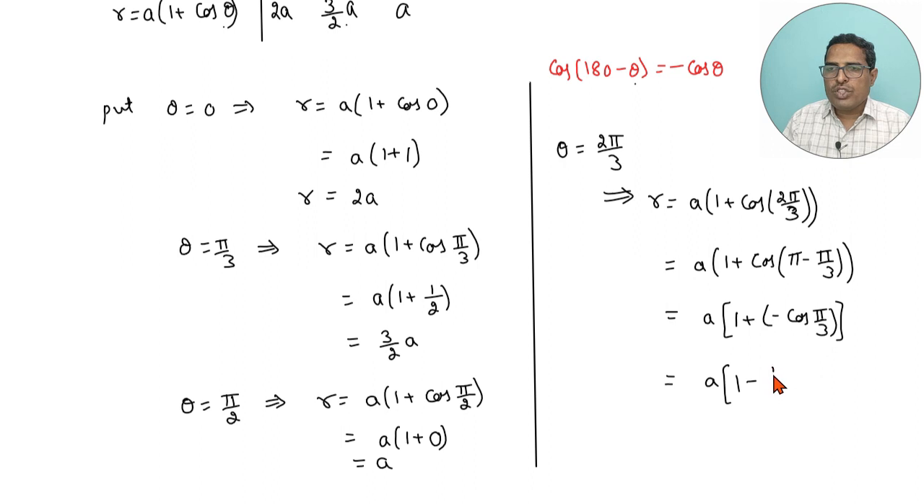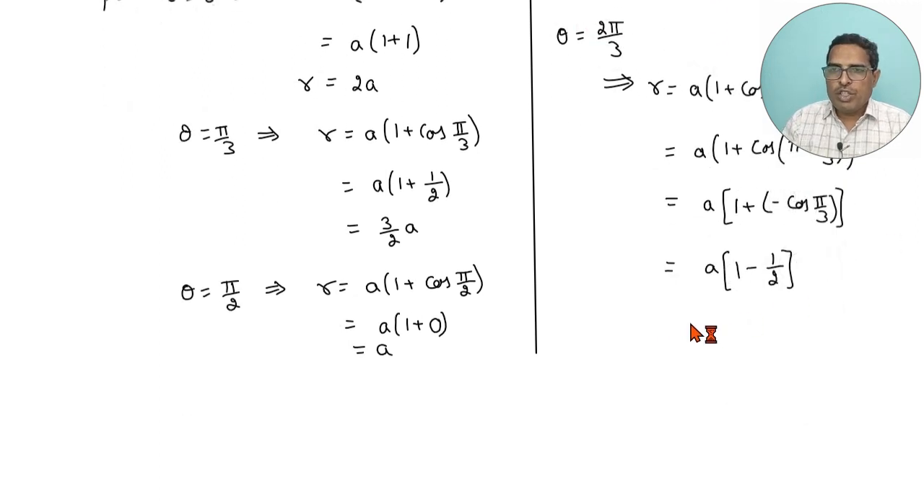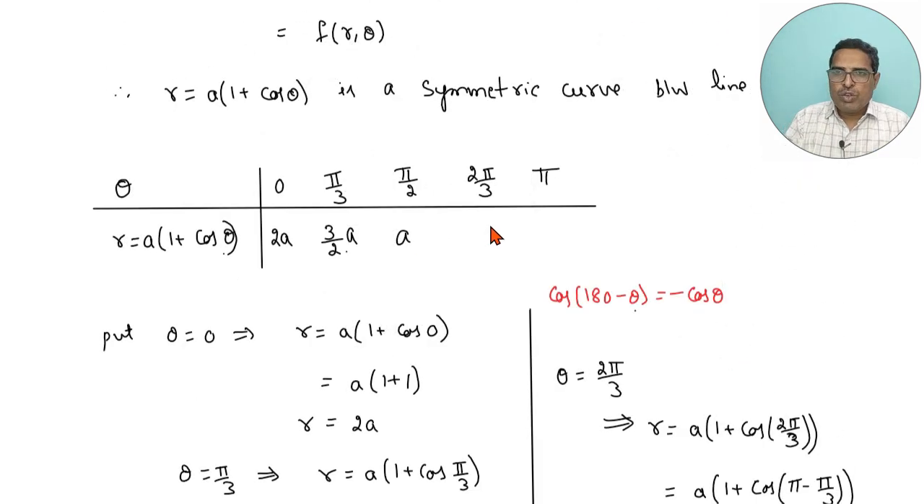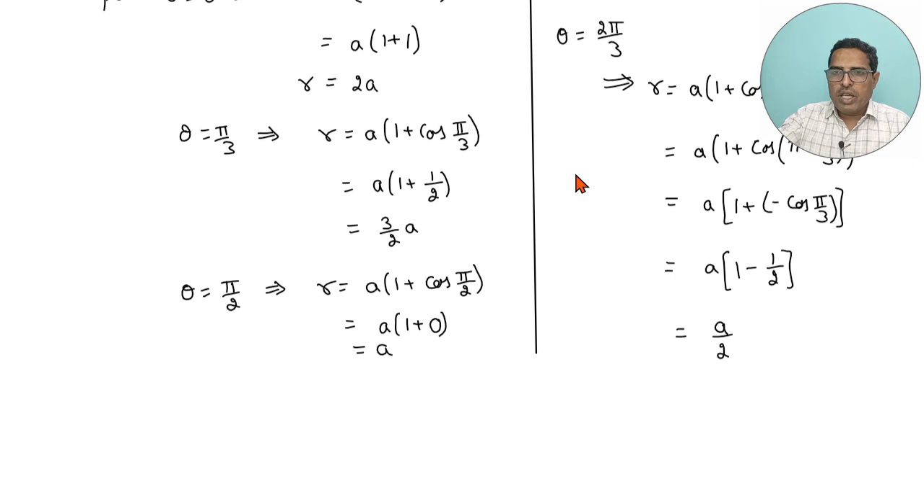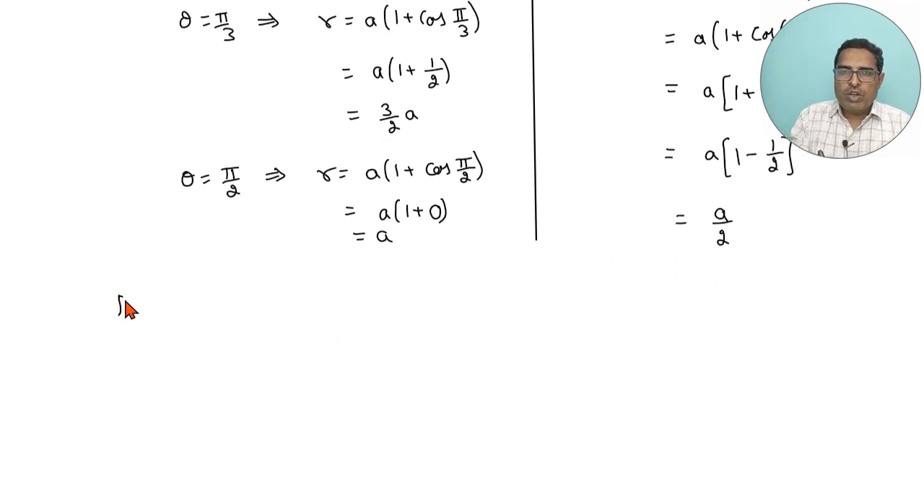What is cos of 60 value? Cos of 60 is half, or further we can simplify this one. 1 minus half will be half, so half times of a, we can write that as a by 2. So we got the value as a by 2. And then now I have to put the value of theta to be pi. So let us put the value of theta to be pi.